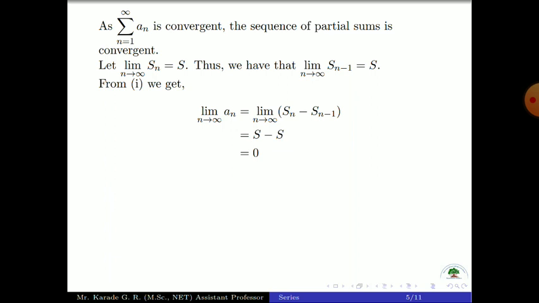So S minus S is 0, and what we get here is the limit of An as n tends to infinity is equal to 0. So that we have proved. Therefore, the limit of An as n tends to infinity is equal to 0, which is our required result. So this result tells us that whenever the series summation An is convergent, the limit of the nth term An as n tends to infinity is always equal to 0.